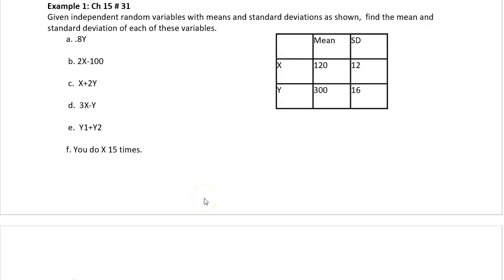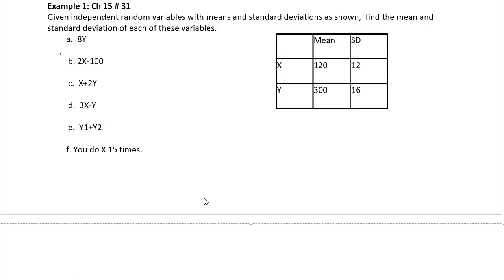For number 1 on our outline, we have a set of 2 independent variables here, x and y. They give us the mean and standard deviation for both. And they want us to do these transformations to each of these and get the answer. So for the first one, they want us to take the y variable and multiply it by 0.8.